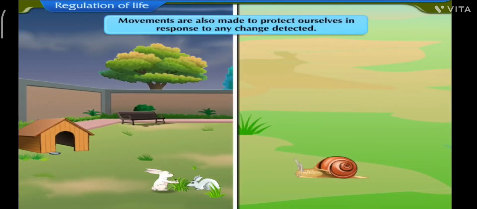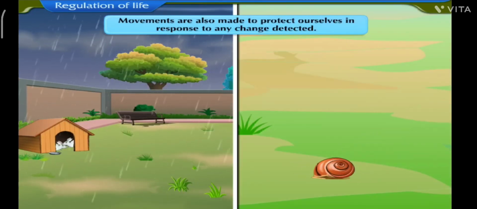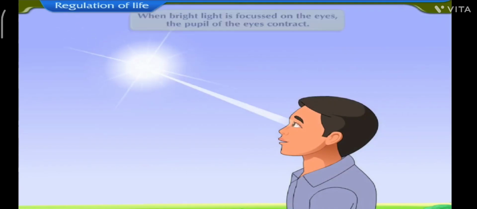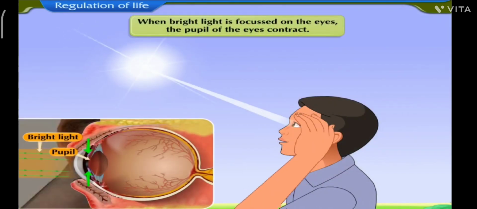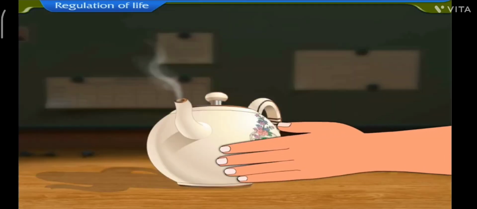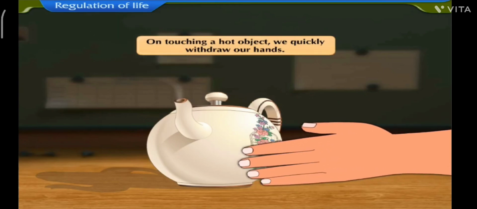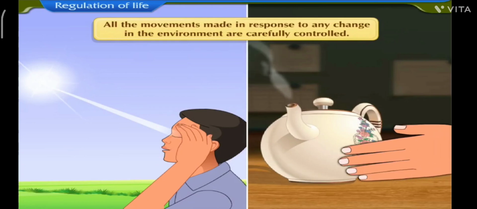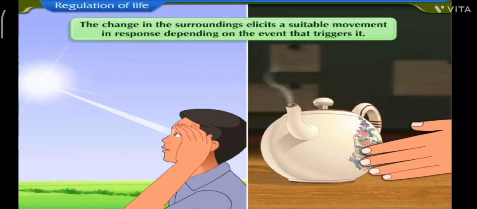Movements are also made to protect ourselves in response to any change detected. For instance, when bright light is focused on the eyes, the pupil of the eyes contracts. Similarly, on touching a hot object, we quickly withdraw our hands. All the movements made in response to any change in the environment are carefully controlled. The change in the surroundings elicits a suitable movement in response depending on the event that triggers it.